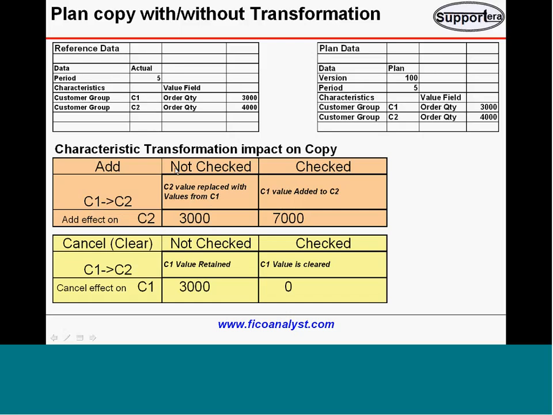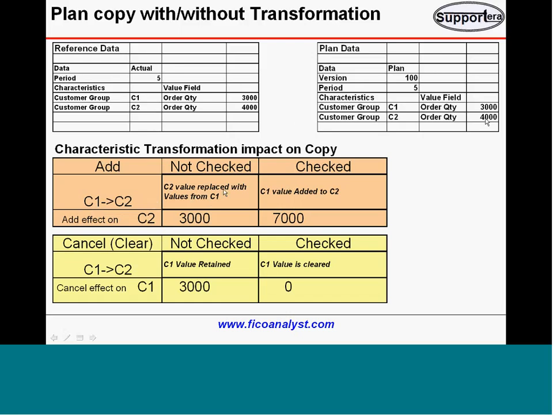Right, and then look at that only add portion. If you do not check it, C2 will become 3,000. If you check it, C2 will become 7,000, right? And if you don't use this transformation at all, sorry, C2, I am talking of C2, C2 will become 4,000, right? We have seen that 4,000.